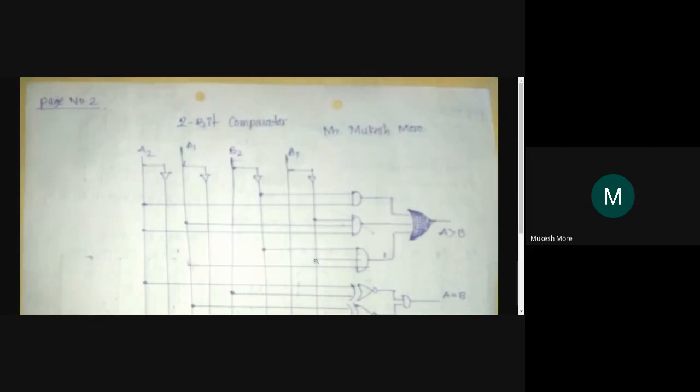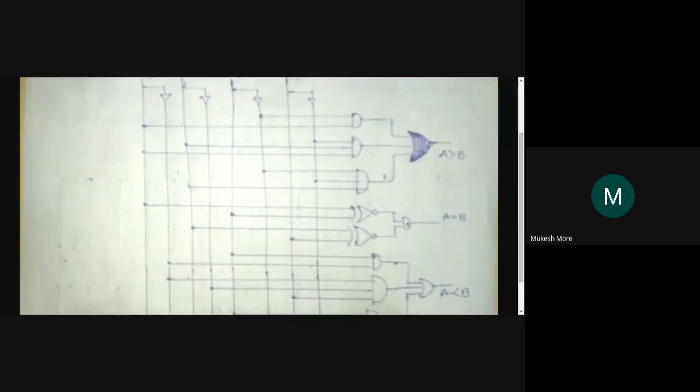What is the first equation? A greater than B. The equation is B2 bar A2 plus B1 bar A1 A2 plus B2 bar B1 bar A1. So from this OR gate, we will get A greater than B.